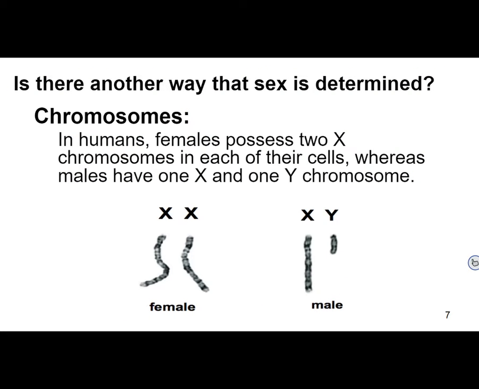All right, so is there another way that sex is determined? So we can look at chromosomes. In humans, females possess 2 X chromosomes, and males have an XY. Now this usually will determine whether you're going to have estrogen, testosterone, all that good stuff. So look at this, just missing an X chromosome and having this Y here instead changes so much about your physical appearance, your chemical balance in your body, all based on that one chromosome there.